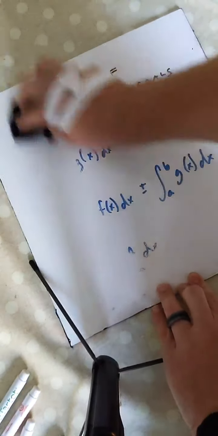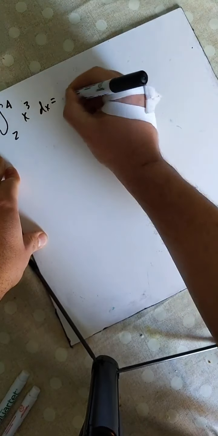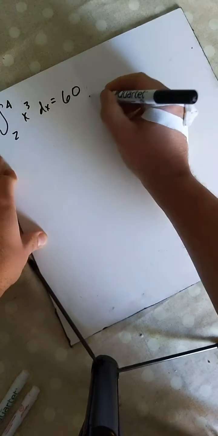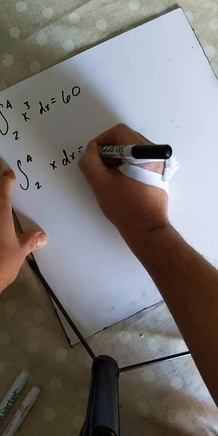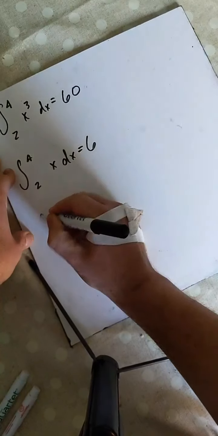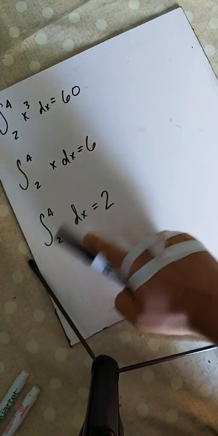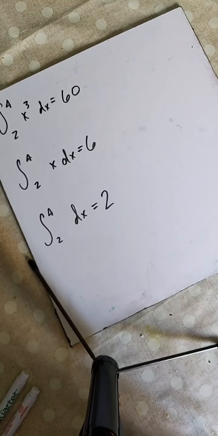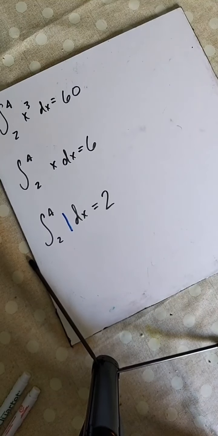Okay, so there are a couple properties, or the couple examples they give us that we're going to use the whole time. So they say the integral from 2 to 4 of x cubed dx is equal to 60. They also say that the integral from 2 to 4 of x is 6. And then they say the integral from 2 to 4 of just dx equals 2. I'm going to tell you a hint here. What that technically is a 1 dx. We'll have to use that later on.